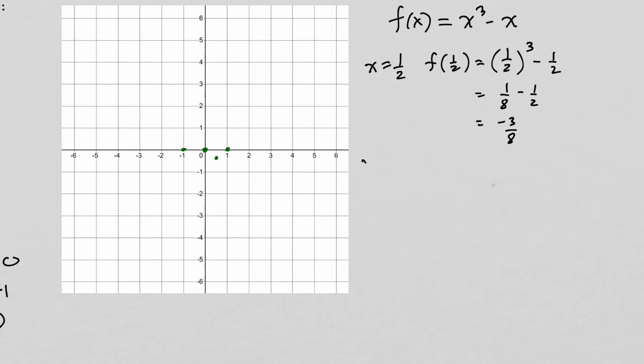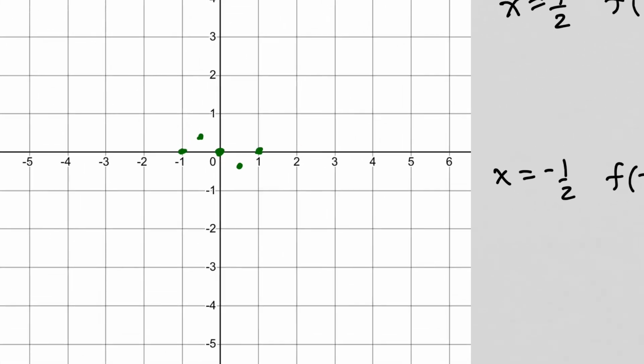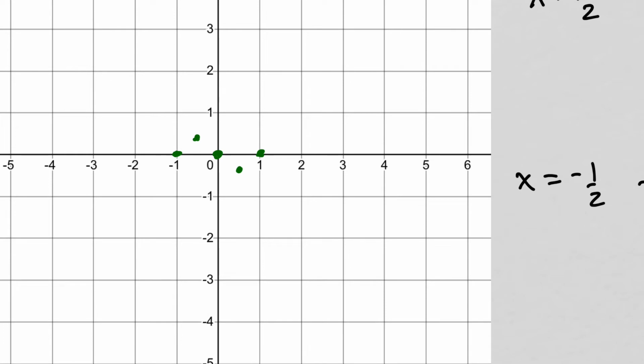And then if I plug in x equals negative 1/2, f(negative 1/2) is negative 1/2 cubed minus negative 1/2, which is negative 1/8 plus 1/2, or 3/8. So when x equals negative 1/2, we get y equals positive 3/8. So now we're starting to see a little more detail about how this function behaves. We can see that it's going something like this in between negative 1 and positive 1.